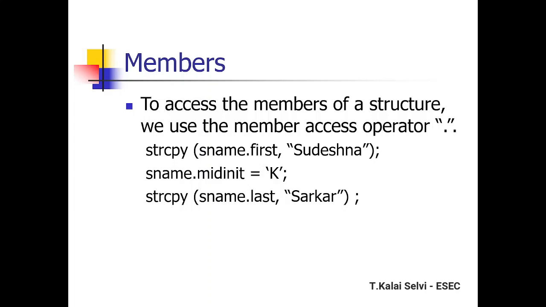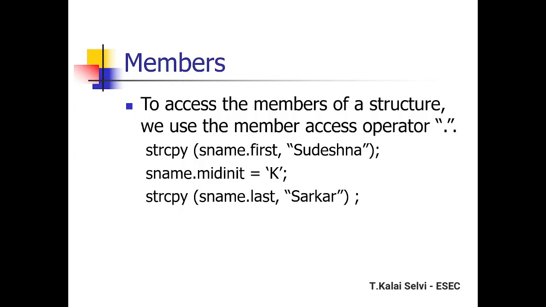So here is the description of how to access the data members of the structures. To access the members of a structure, we use the member access operator dot. Dot is the operator which is used to access the data members of the structure.